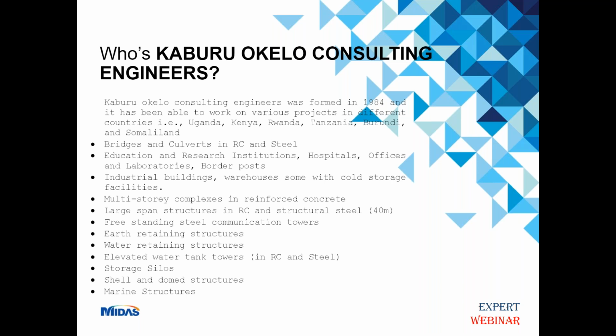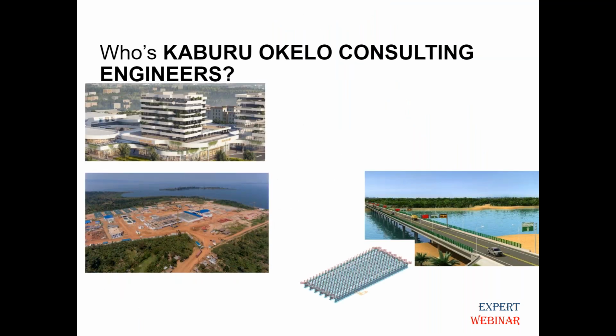Just to give you a brief of some of the projects we've worked on, these are some of them. The one on the top left is called Inzovu. It's a structure sitting on 8 acres. It includes a hotel and an office building with a combined basement.